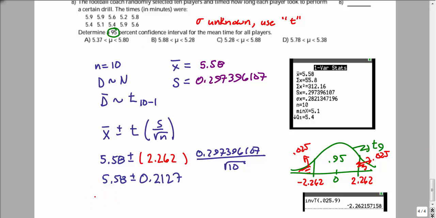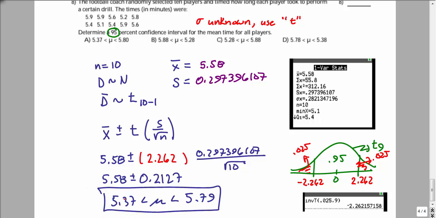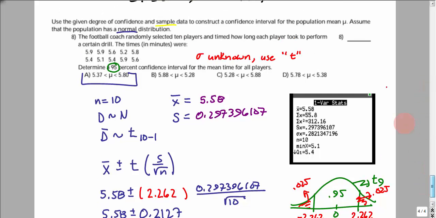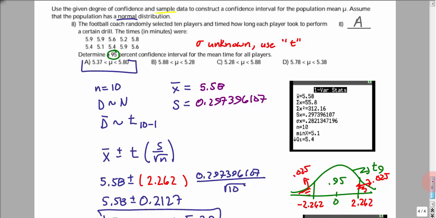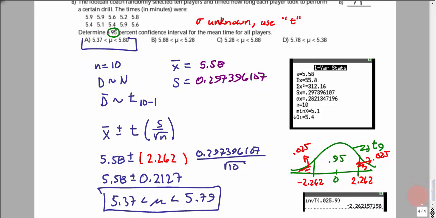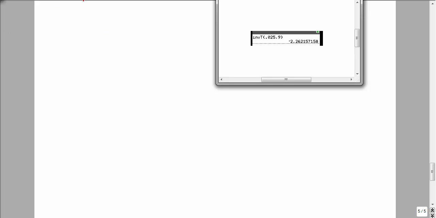Now notice all these values are just rounded to the nearest hundredth. So for my lower endpoint, I'll have 5.58 minus 0.21. So I get 5.37 is less than the mean, is less than 5.58 plus 0.21, which is 5.79. So this is my distribution. If we look back up at our options here, that looks like it's closest to letter A. And again, we want to choose the value that's closest. For that one we knew we had to use the t-distribution because sigma was unknown.